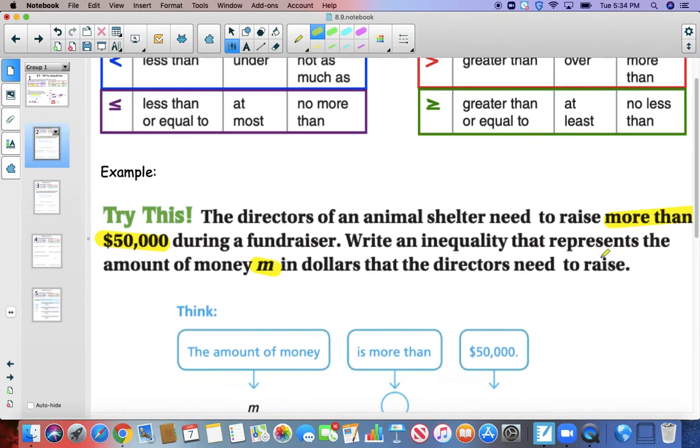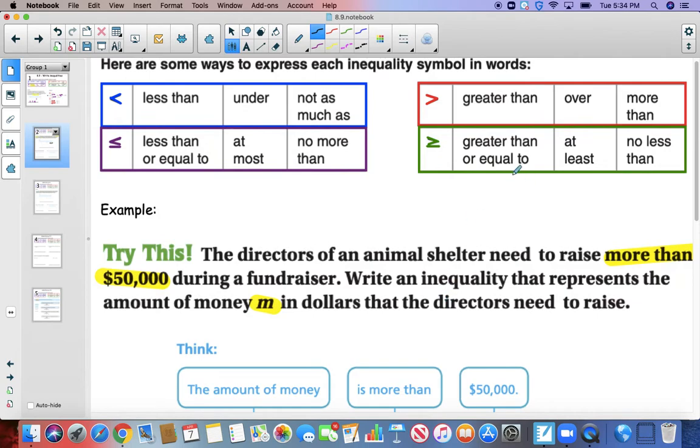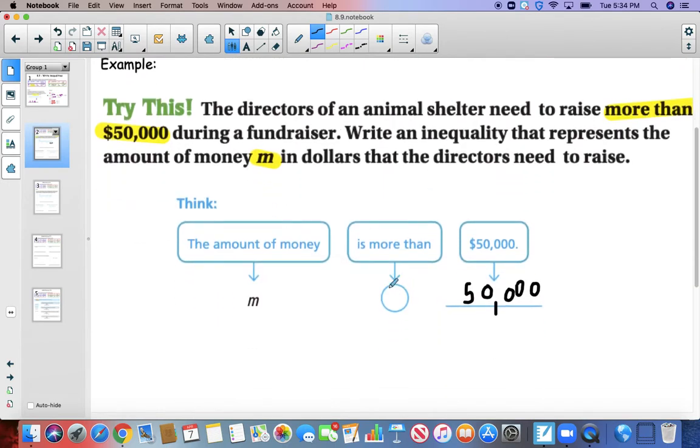And now let's go ahead and plug some stuff in. So we have the amount of money, M, which you put there, more than the amount of money, which is 50,000. So I'm going to go ahead and just write that 50,000 in there. Okay. And I'm just taking off the dollar sign because you don't need to have that in the inequality. Is more than. So if we look up here and I find more than, bam, it's right up here, which means I'm going to use the symbol greater than. So M, the amount of money we're going to raise, has to be greater than 50,000.